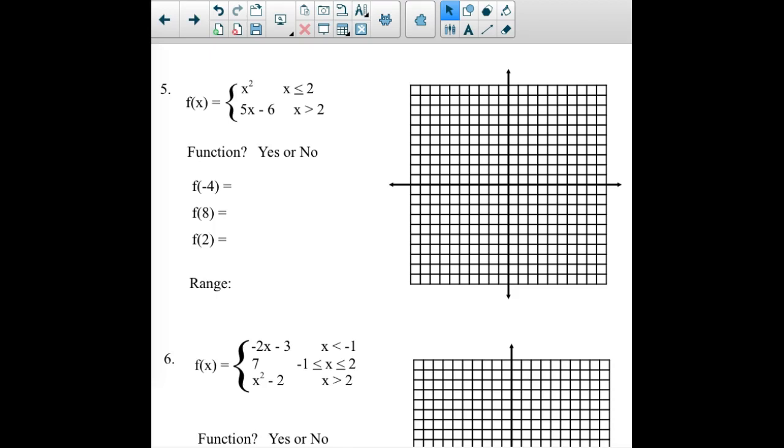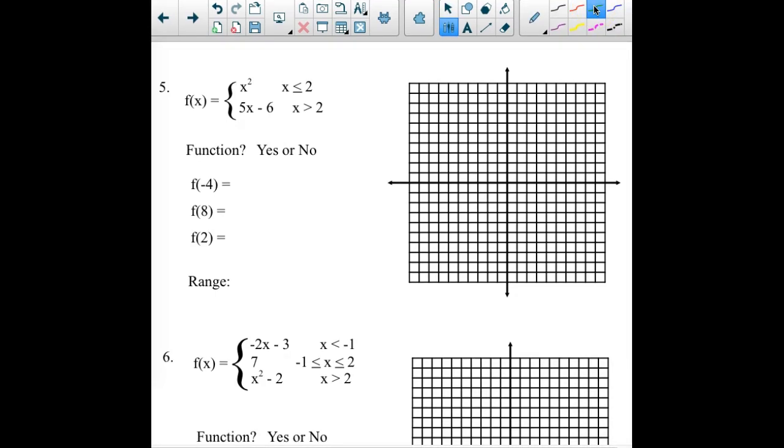All right, what shapes do we have here? All right, parabola and a line. On which side do we have the parabola? Where's our break happening? We'll get that drawn in first. Break is happening at 2. All right, so are we going left of 2 for the parabola? Okay, so y equals x squared would be over there. And then on the right side, we've got the 5x minus 6. Okay.